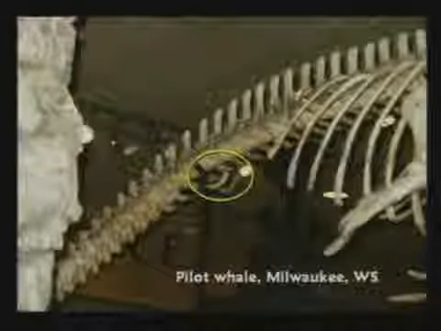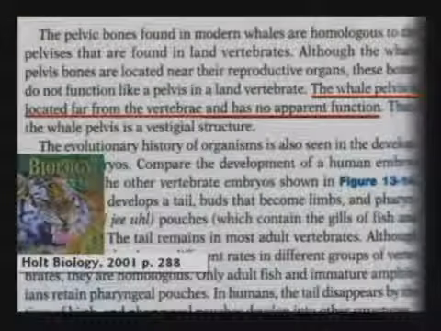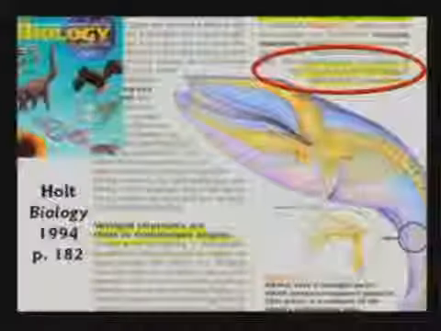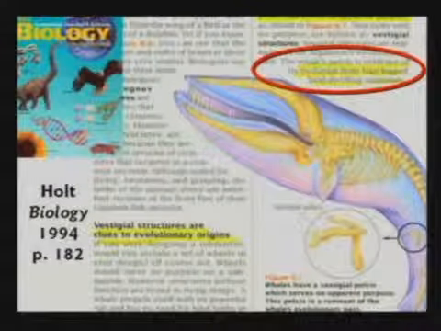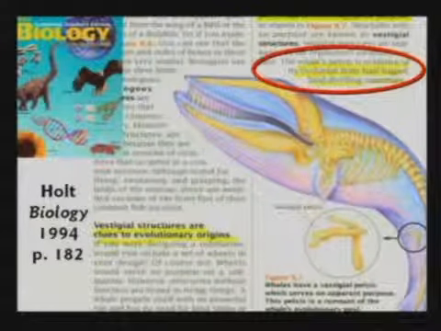Yep, here it is. The whale's pelvis is located far from the vertebra and has no apparent function. The whale's pelvis is evidence of its evolution from four-legged land-dwelling mammals. Folks, this is simply a lie.